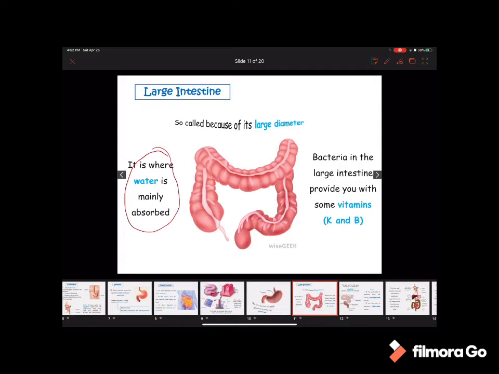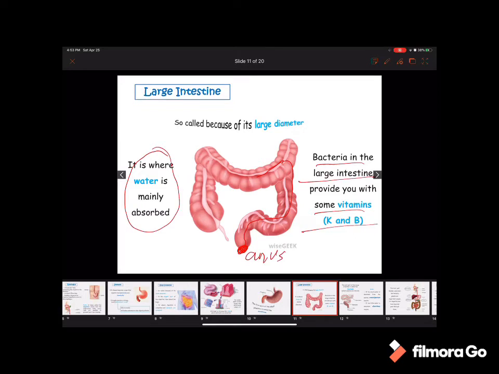Not only that, there is bacteria in the large intestine that provides us with some vitamins like vitamins K and B that are also needed by the cells of the body. And the food that is not digested and that we need to eliminate from the body is going to get eliminated through the large intestine. It's going to get into the rectum, and then the opening of the large intestine, which is the anus, is going to eliminate it.